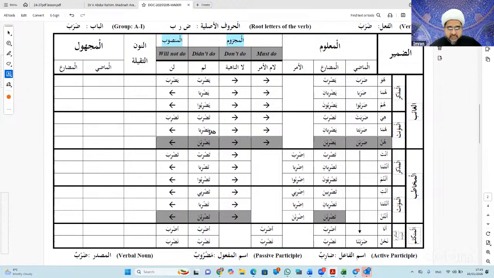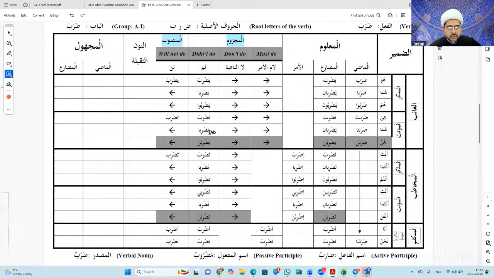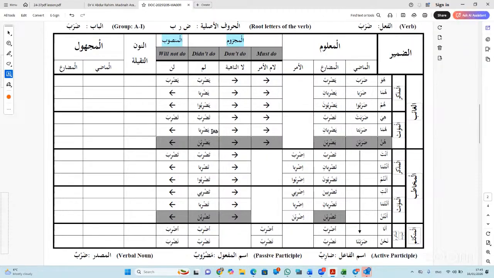There's a mistake on the text itself. There's a ya on the la tadriba; that shouldn't be a ya. That should be a ta, as you have read correctly. La tadriba is correct. And then la yadribna, they females should not hit.